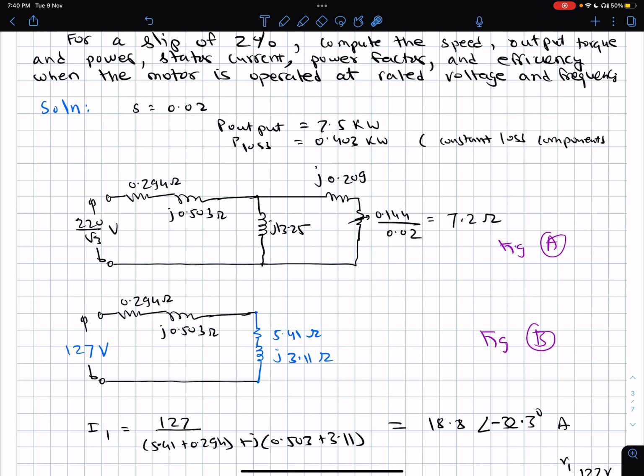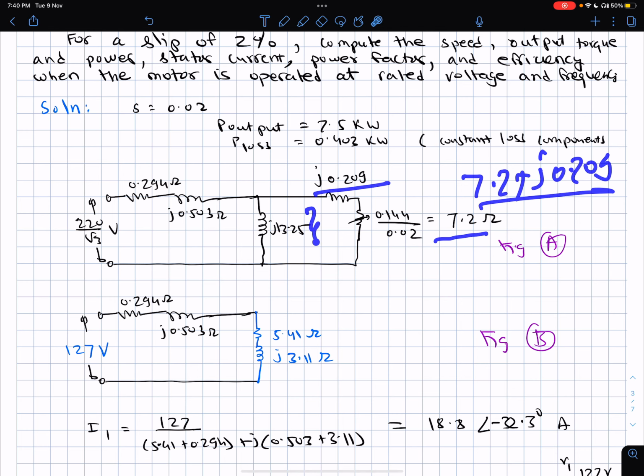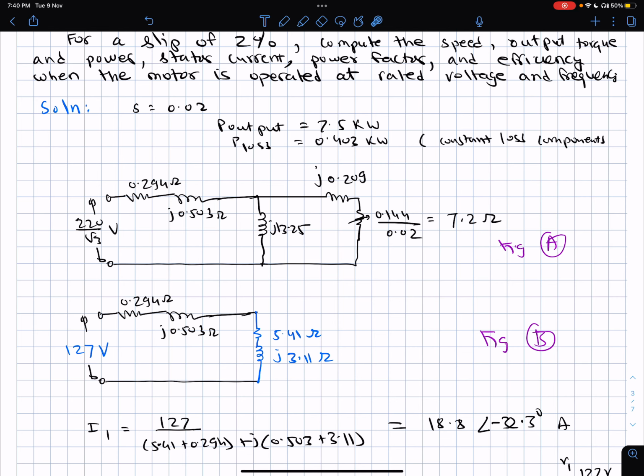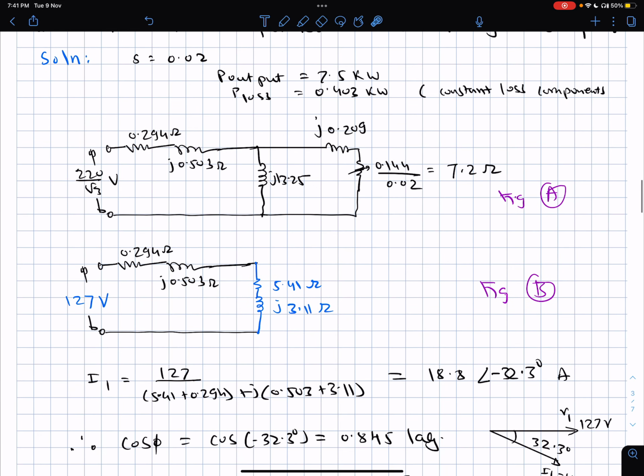Okay, I'm sorry, my job is not to create an equivalent circuit here in that way. What I have done is, this 7.2 ohms plus j0.209 ohms comes in parallel with j13.25. So I'm just simplifying the circuit, which brings it to 5.41 ohms plus j3.11 ohms.